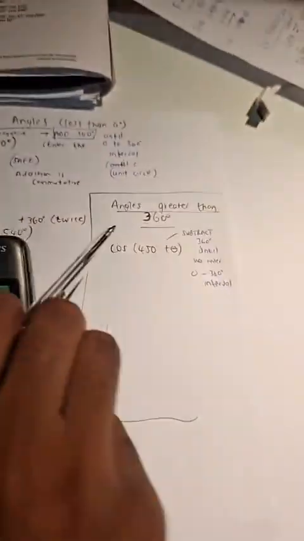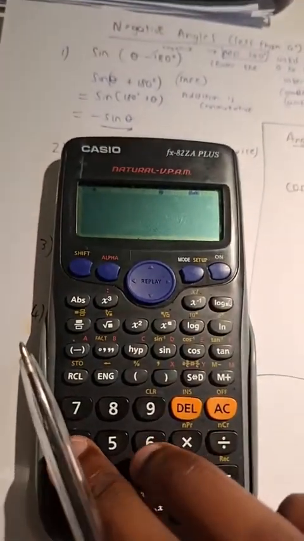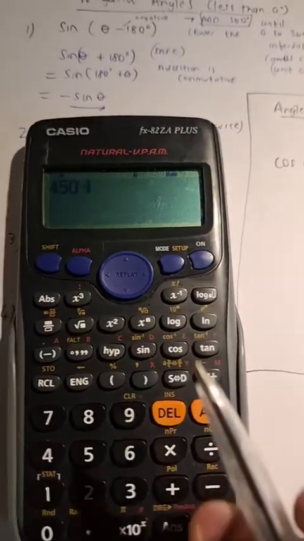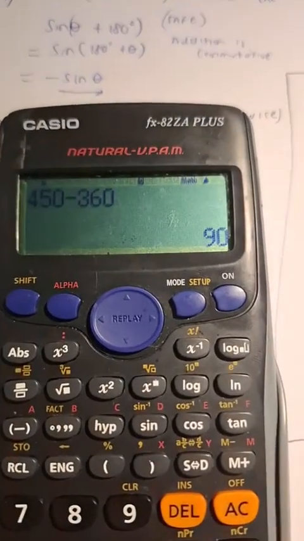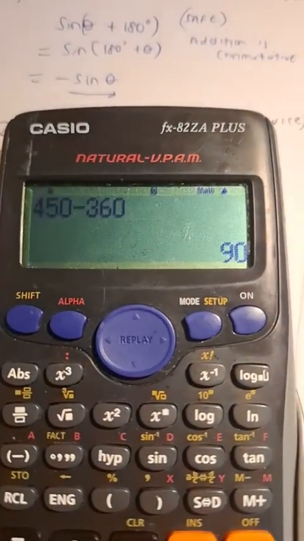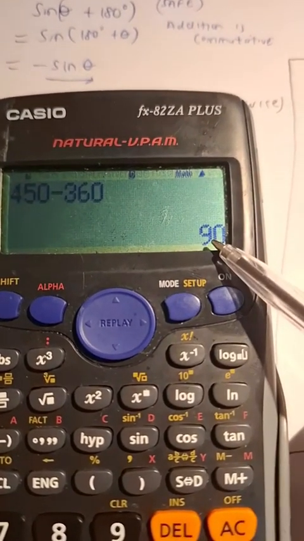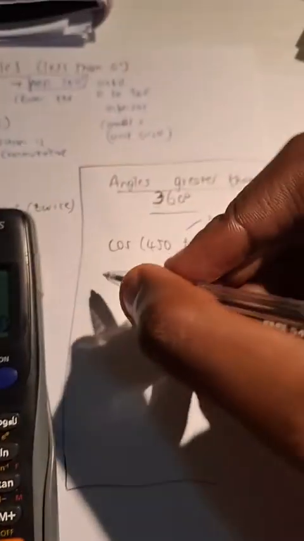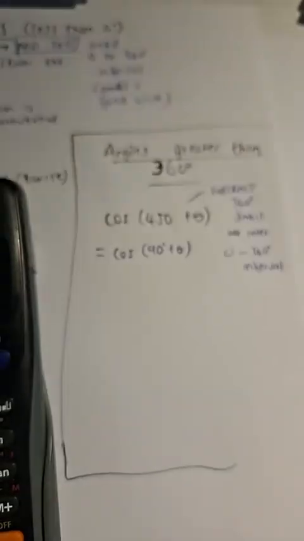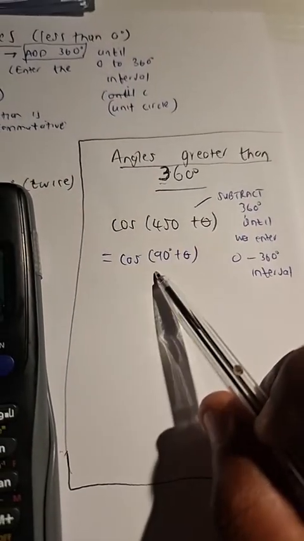So I'm going to grab my calculator again. When I say 450, I'm going to minus 360, and then I get 90. Am I now in the 0 to 360 interval? Yes, I am. So I'm going to then say cos of 90 plus theta. Then I'm going to evaluate this.